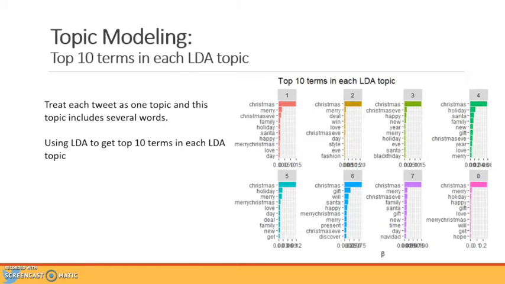According to the topic modeling characteristics, we treat tweets as one topic, and this topic includes several words. Then we use LDA to get the top 10 terms in each topic. In the graph, we can see the most common word in each topic is Christmas. Other common words are really similar, which is holiday season.